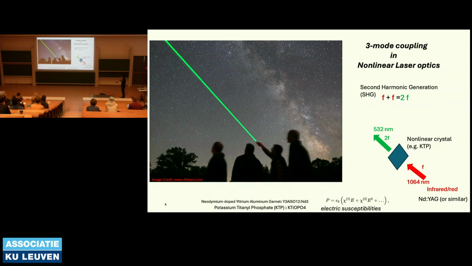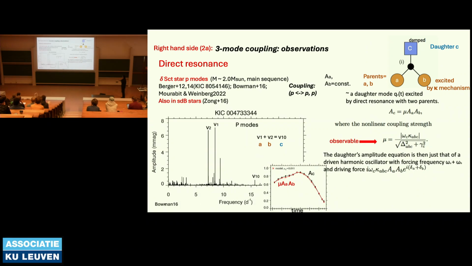So basically, what is green laser is the result of three-mode coupling here. This is the case of direct resonance, which means we have two low frequencies here generate a third, higher frequency. So we have some observations in the three-mode coupling. This is called direct resonance. These are like three p modes coupling to each other.